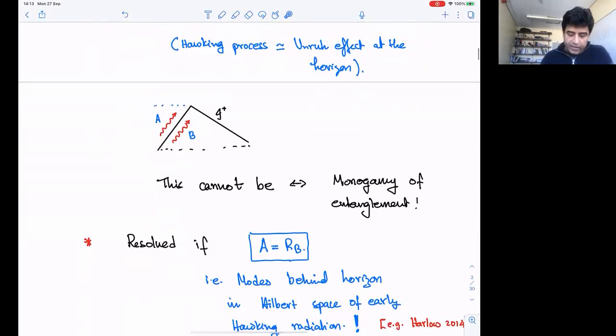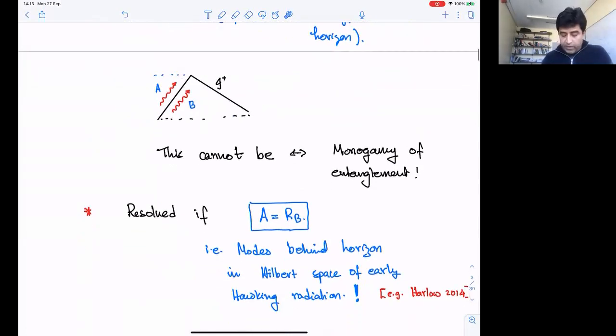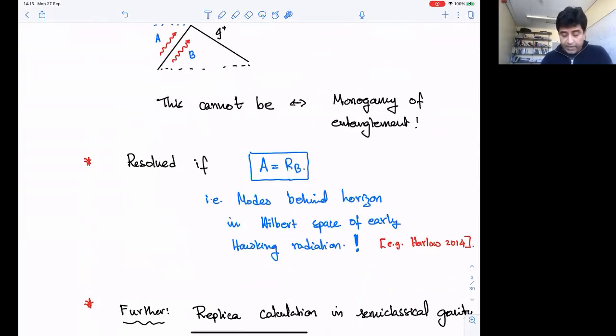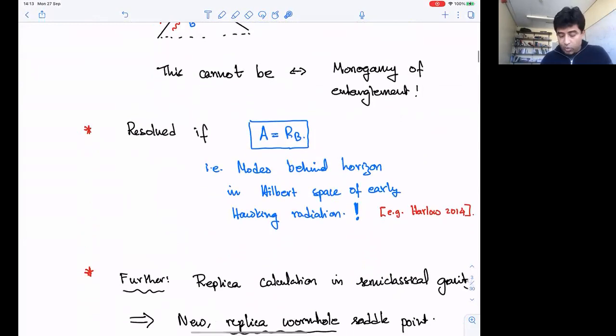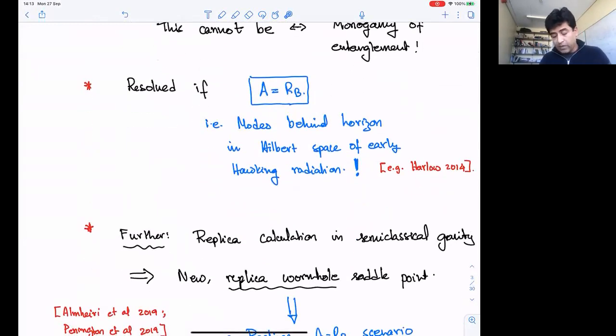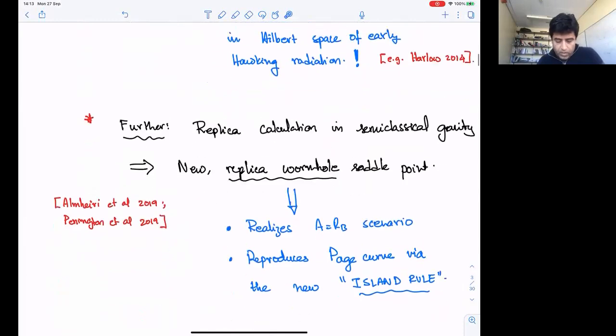So B is maximally entangled with the partner mode across the horizon, but it's also maximally entangled with R_B. And this monogamy of entanglement problem is avoided if, for some miraculous reason, A and R_B get identified. In other words, modes behind the horizon actually lie in the Hilbert space of the early Hawking radiation. So this proposal was actually made by more than one person, but it appears in Harlow's work in 2014.